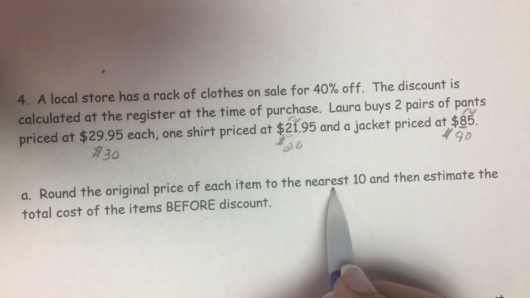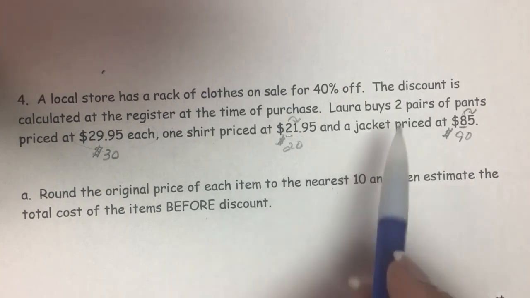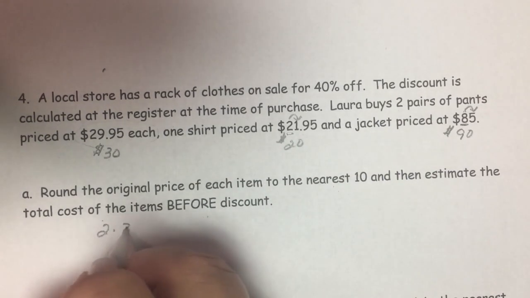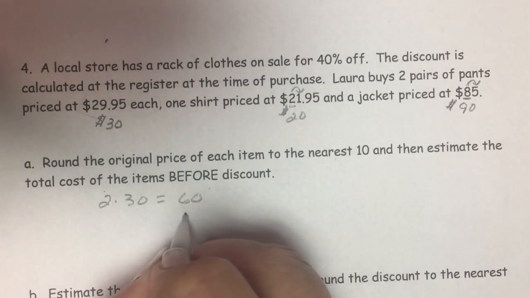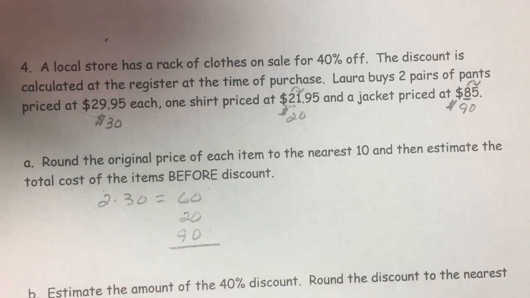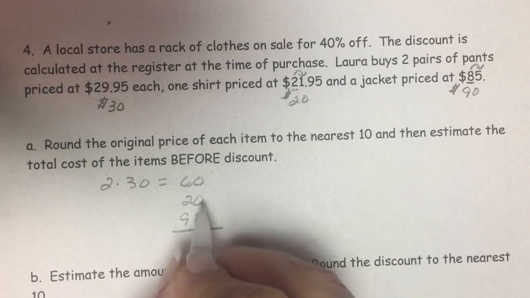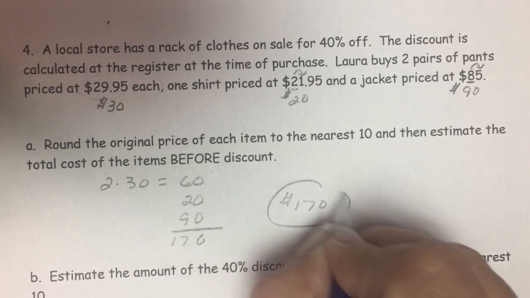Now, so we've done this. Now estimate the total cost of the items before the discount. Well, remember she buys 2 pairs of pants. So that would be 2 times 30, which is $60. And then she buys a shirt, and then she buys a jacket. So if I add those all up, I'm going to get $170. And that's my estimate.